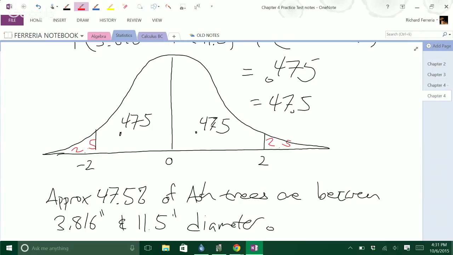Anyone else? Anything else? Why did we split it up the same way that we did for G? Well, G was 1 standard deviation above, right? So the empirical rule for 1 standard deviation is a little different than for 2 standard deviations. Oh, okay.